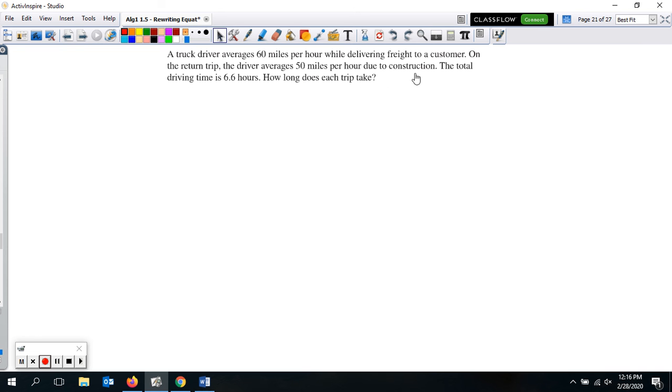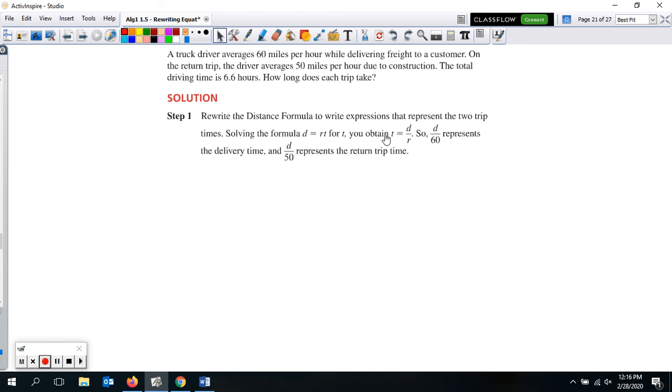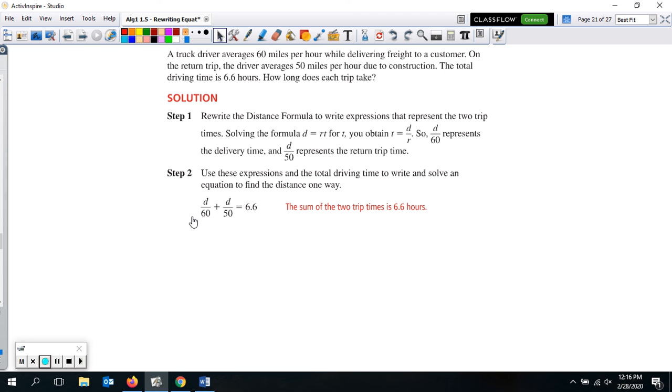Here's one about a distance formula. It's talking about truck drivers driving 60 miles on a return trip, averaging 50 miles per hour, and so on. So you're using a distance formula: D equals RT, and you want to solve it for T because they're looking for time. They ask how long each trip takes, so that's time. That's what they're doing, solving for T. I won't do much more than that. You can look at that in the book if you have your book.